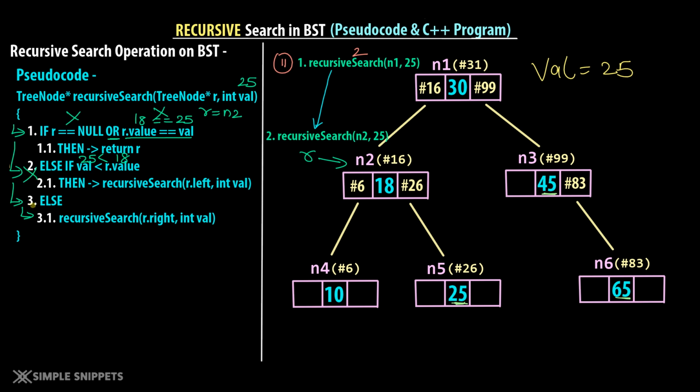So obviously we are now remained with the else block, and when the if and else if don't execute, the else block will always execute. There is no condition check. So now we will say 3.1, and this is a recursive call again, but this time we are saying r.write. So r, as I mentioned, is currently pointing to n2. What is there to the right of n2? It is hash 26. Hash 26 is the address of n5. So over here we are passing n5, and this val value is passed as it is, so it is 25 only. So now we have a third function call from this second recursive search, and this time we are passing n5 and the same value 25 that we are looking for.